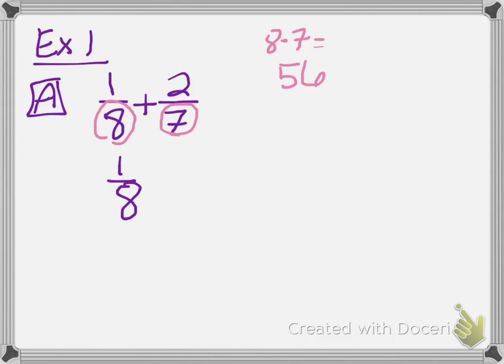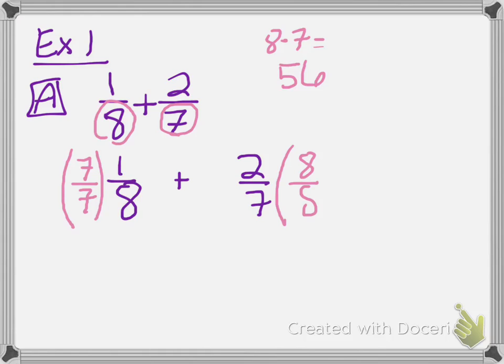So I'm going to be multiplying 1/8 by 7/7, right? 7/7 is just 1, so I'm not changing the value, I'm just rewriting it so that I have a common denominator. And then that 2/7 I'm going to multiply by 8/8. Again, I'm not changing the value because 8/8 is just 1. So what is 7 times 1? That's 7. 7 times 8 is 56. Plus 2 times 8 is 16. And 7 times 8 is 56.